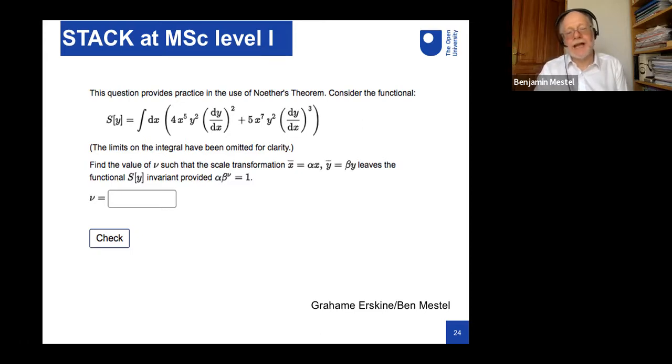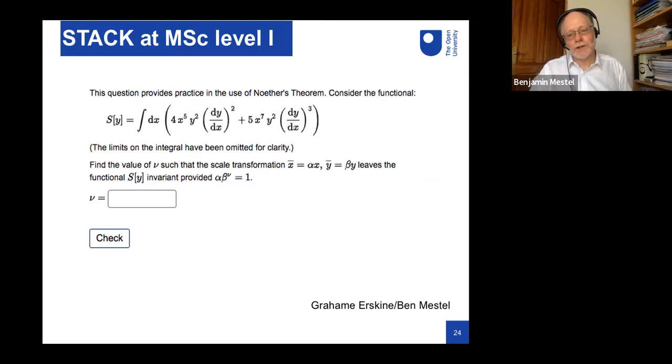We do some standard exercises in applying Noether's theorem, and we get the students to do it using the STACK e-assessment system. In this case, the students are asked to find symmetries of this particular functional. So there's the functional written in front of you. It's of a particularly simple algebraic form that enables a symmetry to be found in terms of scale transformations that are written there. It doesn't really matter what the answer is. What's important is that it's something that the students can do to practice on their understanding of Noether's theorem.